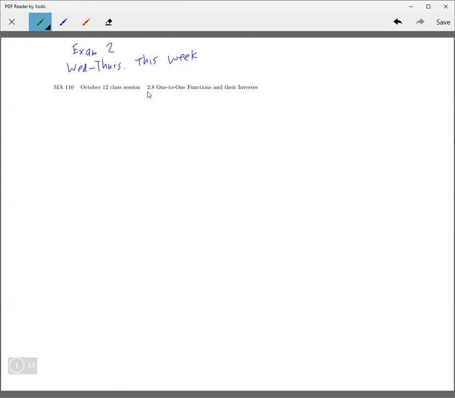Let's go ahead and talk about one-to-one functions and their inverses. The thing about functions is that they take a value x, it goes into the function, and out comes a value f of x. Now, the inverse would be to reverse the process.